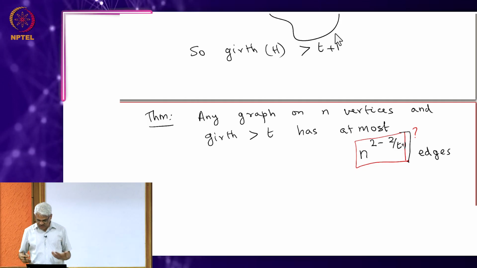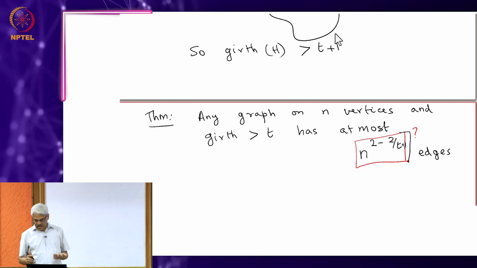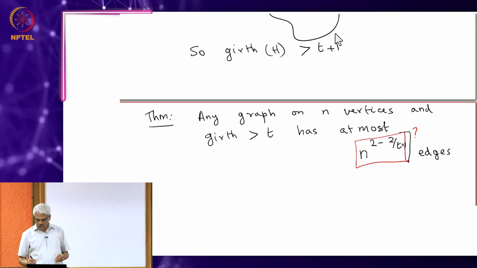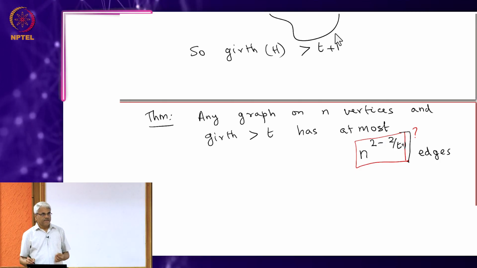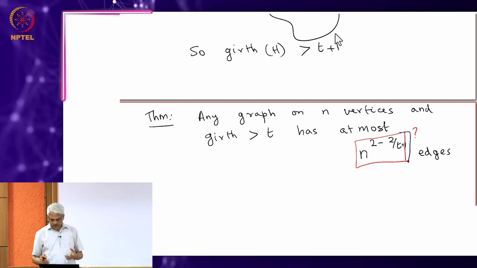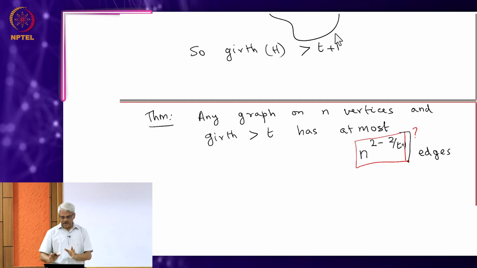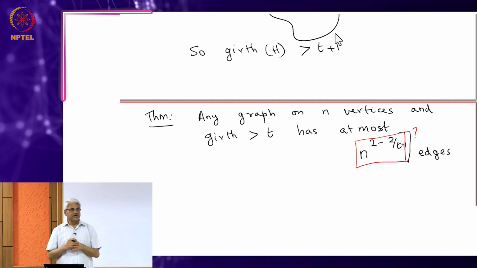So, if I want, for example, a 3 approximation to these distances, t is 3, then this is like n to the 3 halves edges. Okay. So something better than n square, that is all we are saying. Some really sub-quadratic space is what I am going to use to store H.